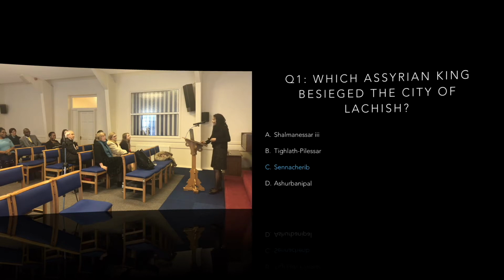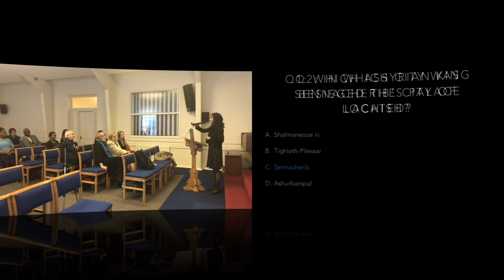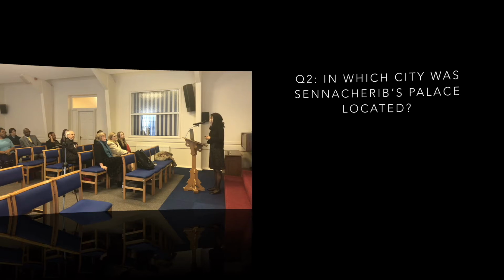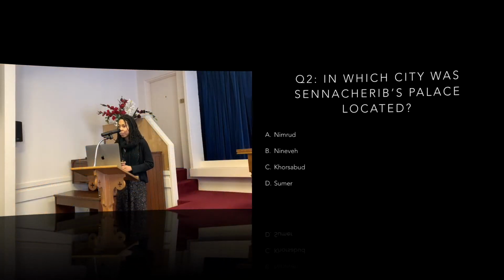Well done. So, question 2. In which city was Sennacherib's palace located? Was it A. Nimrud, B. Nineveh, C. Khorsabad, or D. Sumer? Put your hand up if you think it was A, B, C, D. Okay, a few people were a bit hesitant this time. The correct answer is B. It was Nineveh.